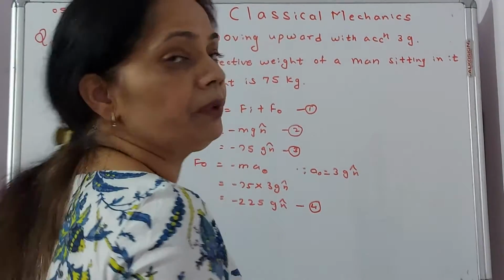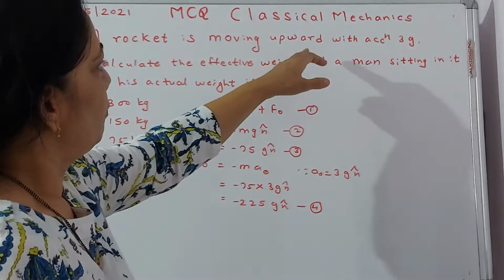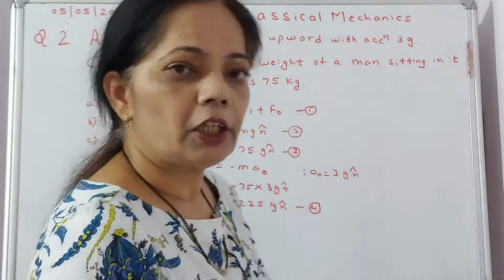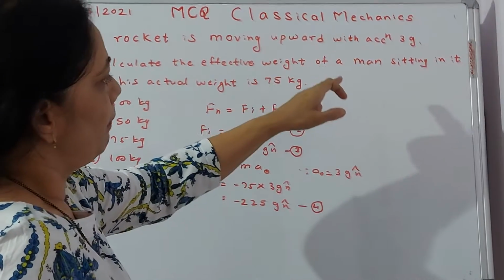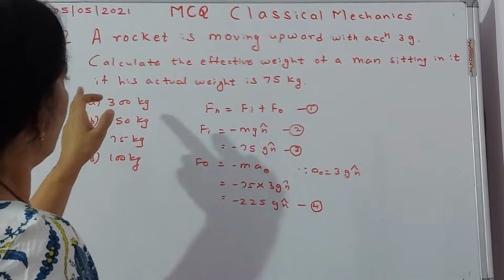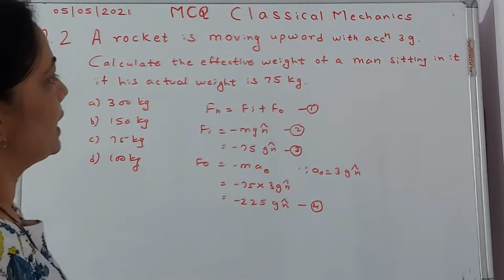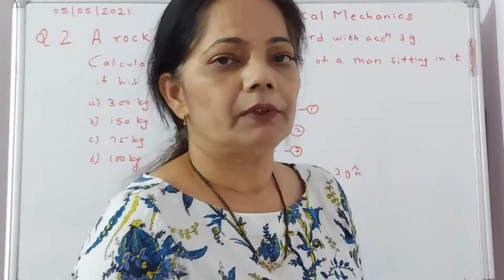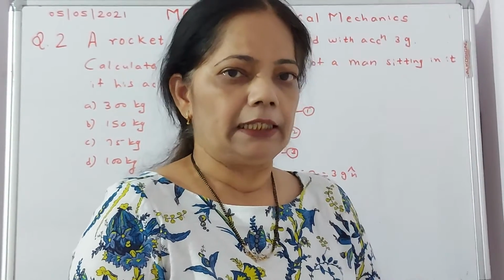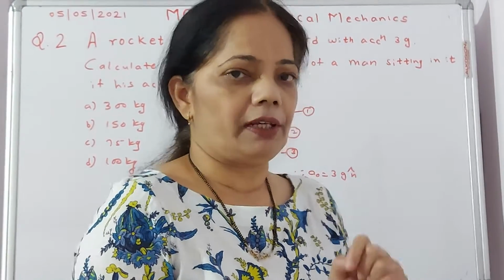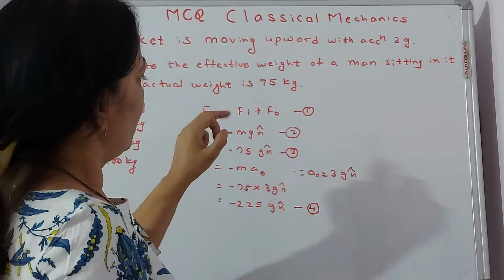Question number 2. A rocket is moving upward with acceleration 3g. Calculate the effective weight of a man sitting in it if his actual weight is 75 kg. Right? The rocket is obviously going upwards, and the person sitting in the rocket has a weight of 75 kg. So the formula is over here.